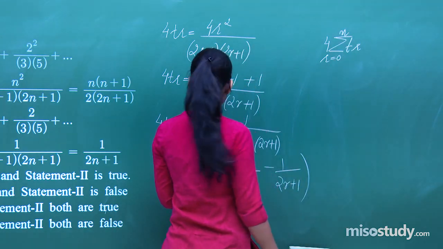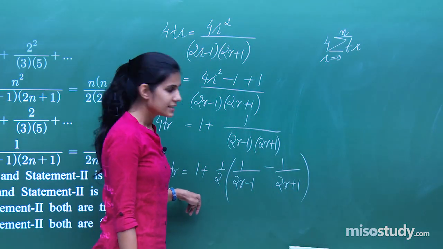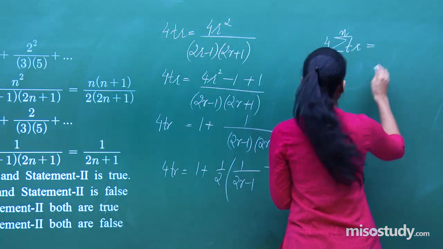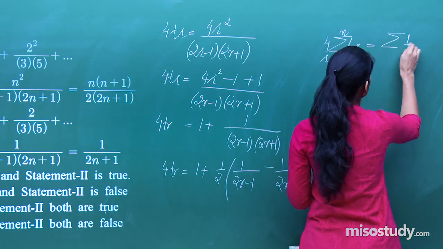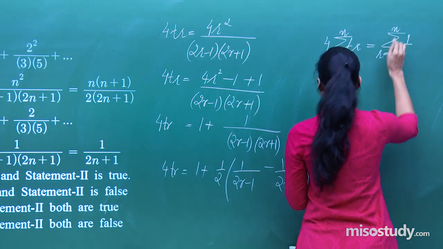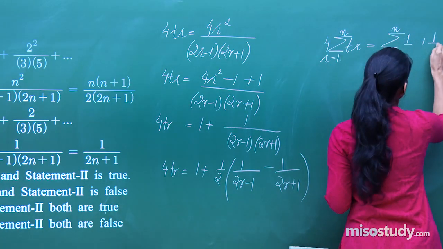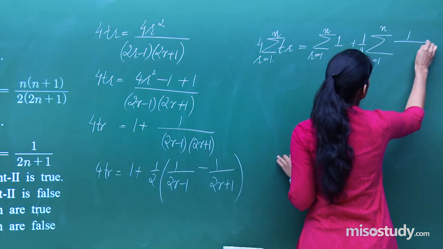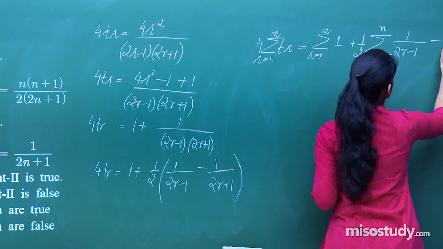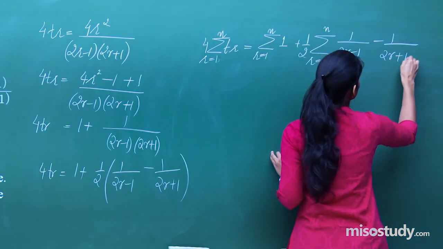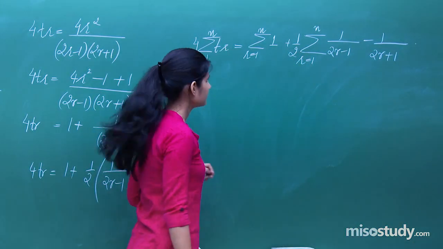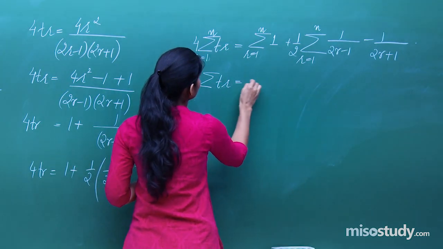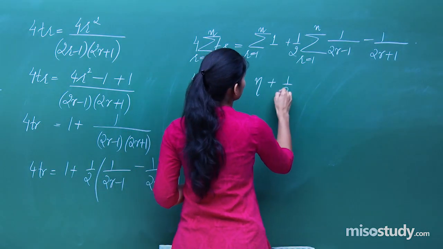4 times summation tr is going to be coming out to be what? This is 1. This is going to be summation 1, r going from 1 to n, plus 1 by 2 summation 1 upon 2r minus 1 minus 1 upon 2r plus 1. This is 4 times summation tr. This is just n plus 1 by 2 times.